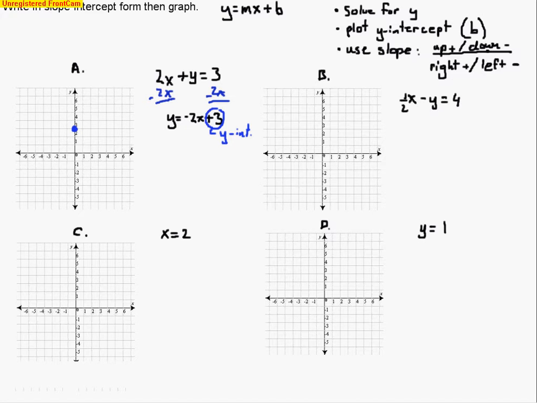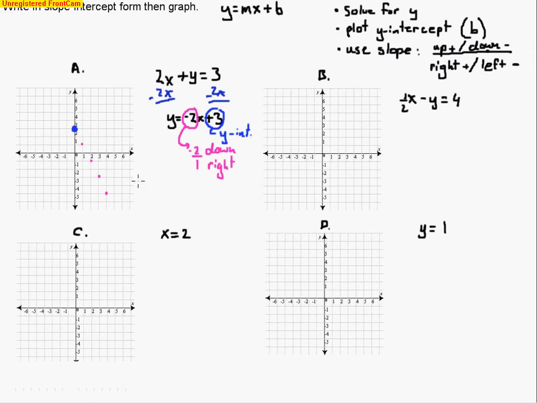Now, I'm going to use the slope. So let's take a look at this slope. The slope is negative 2. That's what's changing x. So if I wrote that as a fraction, it would be negative 2 over 1. That tells me that I have to go down 2 and then right 1 space. So down 2, right 1, down 2, right 1. You can do that a few times.